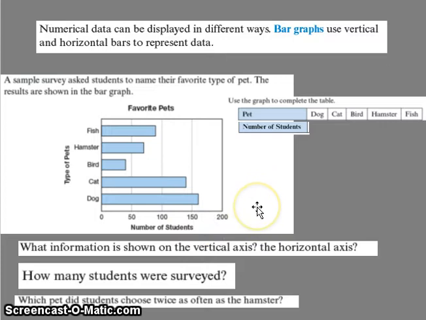Now, bar graphs are most often used when you have qualitative data. So you have a number of something, but you're using things that aren't numerical. Fish, hamster, bird, cat, dog, you can't represent those numerically. So that's why we used a bar graph for this. Now, the first thing we need to do is use the bar graph to complete the table. This is an example. It does need to be in your notebook. So they give us each pet, and they want us to complete the number of students whose favorite pet is each one of these pets.